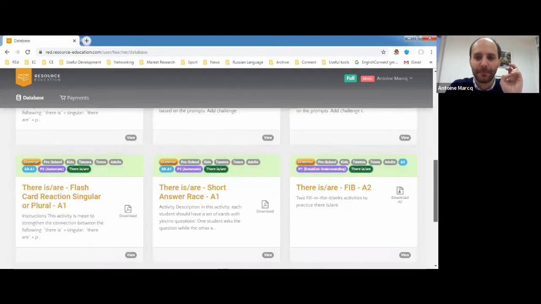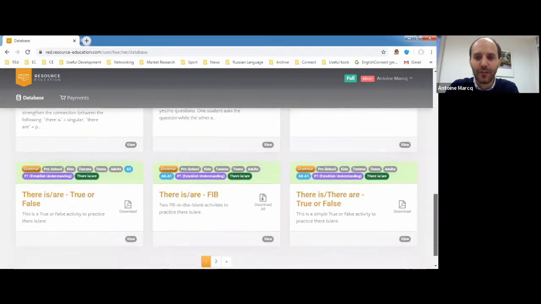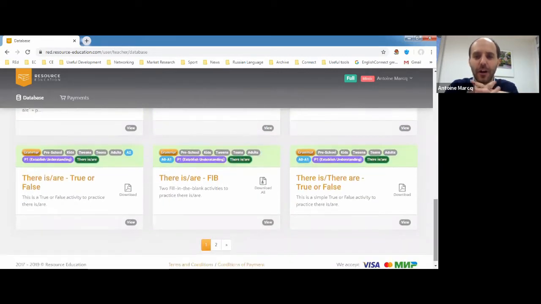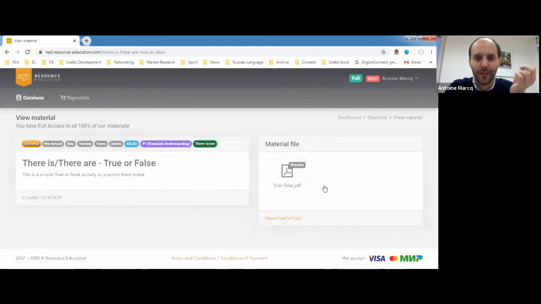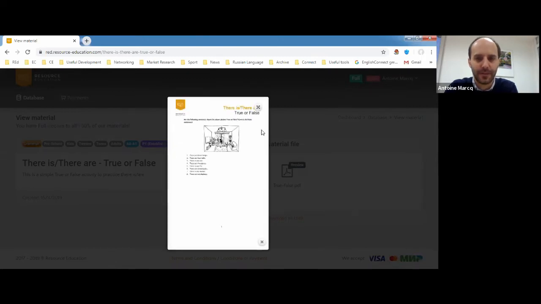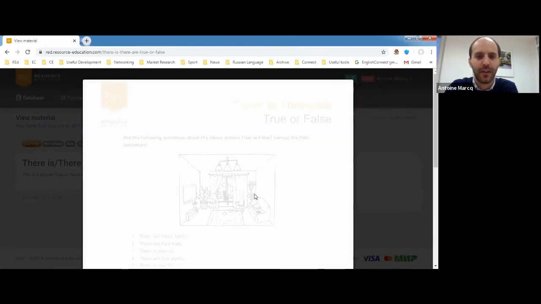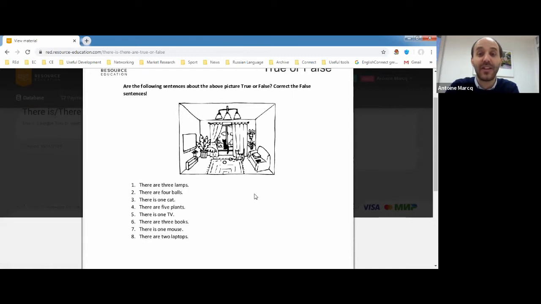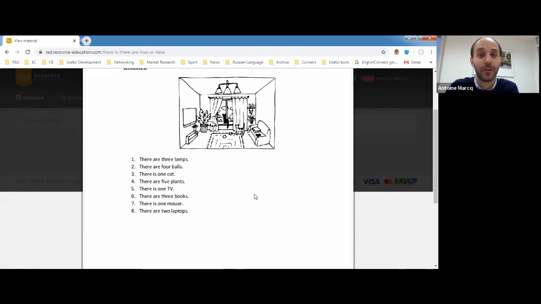Now, what we've added are all these new activities here. There is, there are. We've done that for both A0, A1 level and for A2 level. So first things first, just to check we're on the same page, check basic logic and understanding. We've got there is, there are true or false activities. It's very simple. There's a picture. There are statements, and the students need to say if they're true or false.